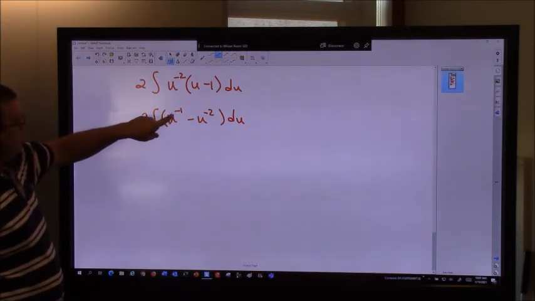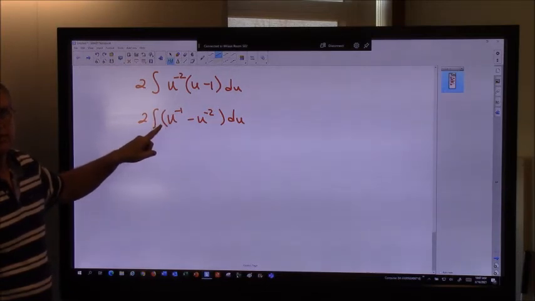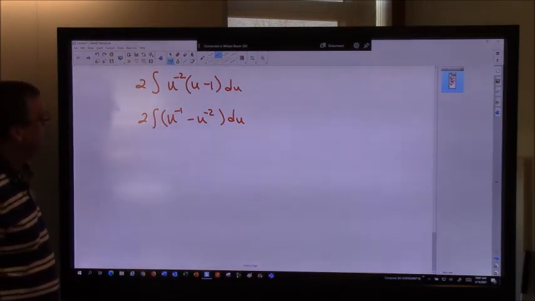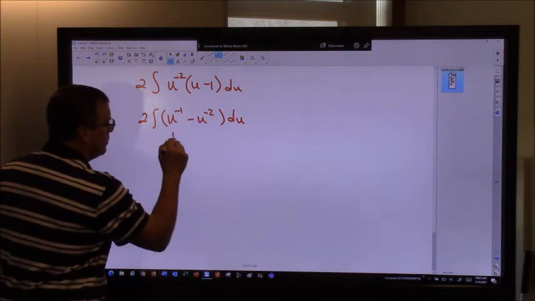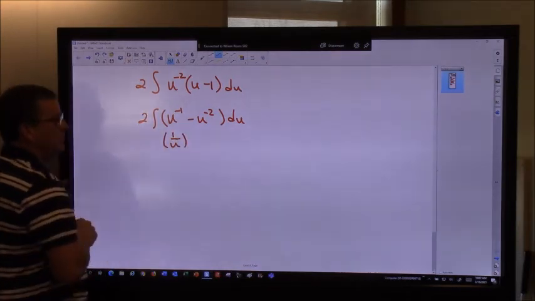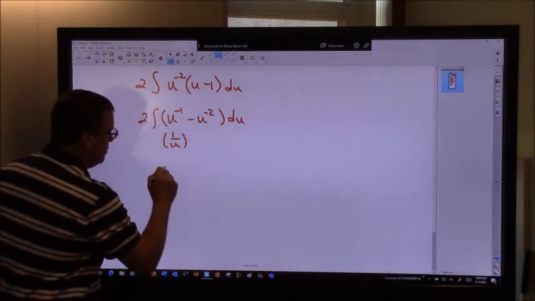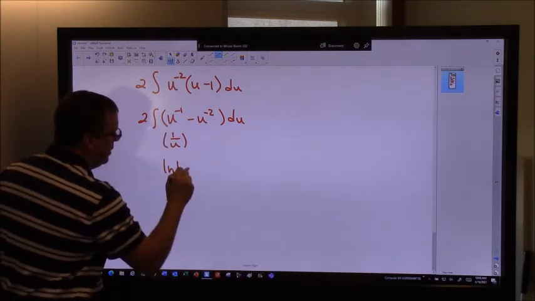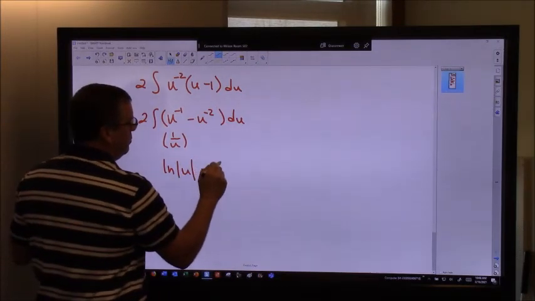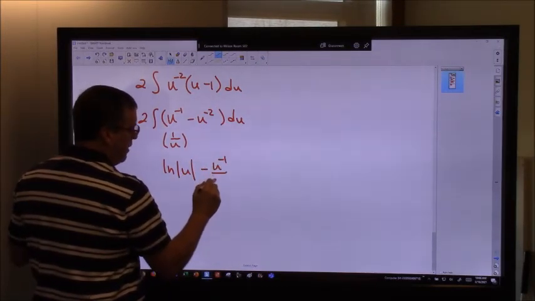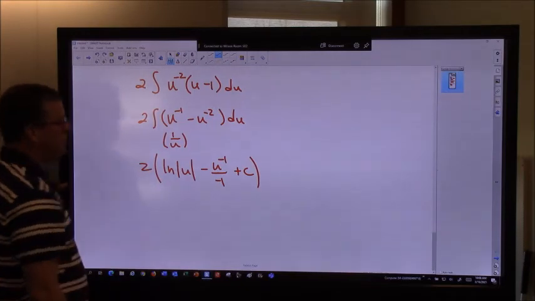All right, so I add 1 to the exponent, I get 0, divide by the new exponent, dividing by 0, uh-oh, can't do that. This is really the same as 1 over u, right? So isn't that u prime over u? So this is going to be the natural log absolute value of u. And over here, when I add 1 to the exponent, I get u to the negative 1 divided by the new exponent, plus c. Still got 2 times all of that.